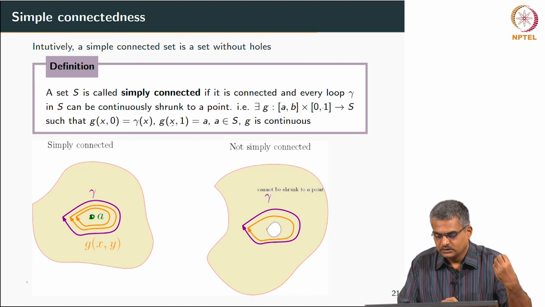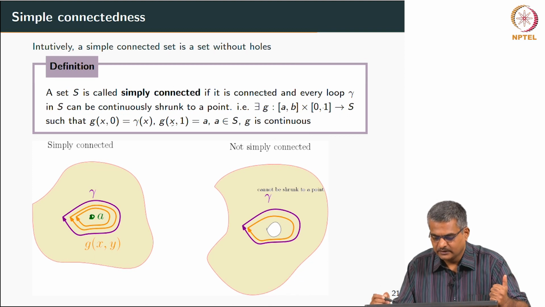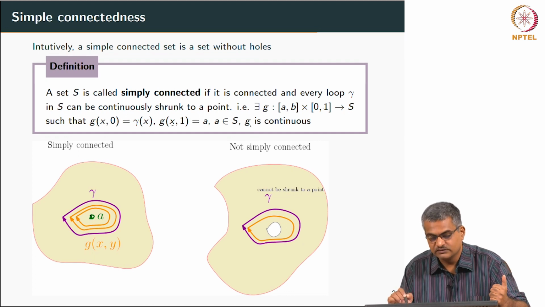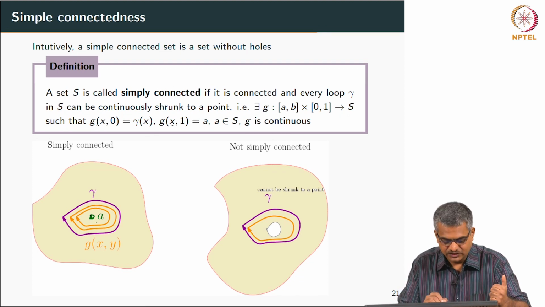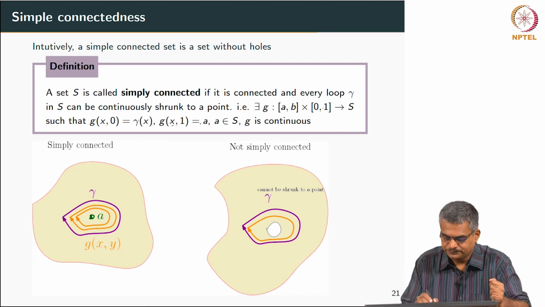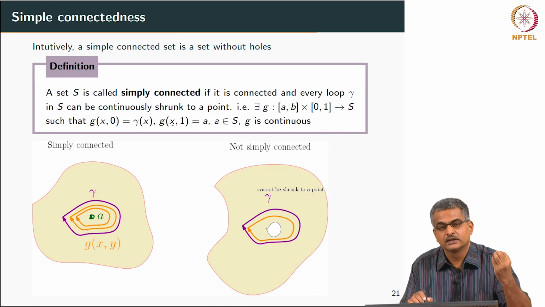Note that there are three important things in this definition. One is the set has to be connected, right. Then you have to come up with a function g which is continuous. What it does is it takes loops and shrinks them to a point belonging to the set S, right. This is also one of the key things to remember, that you should be able to shrink it to a point, but that point should belong to the set S, right.